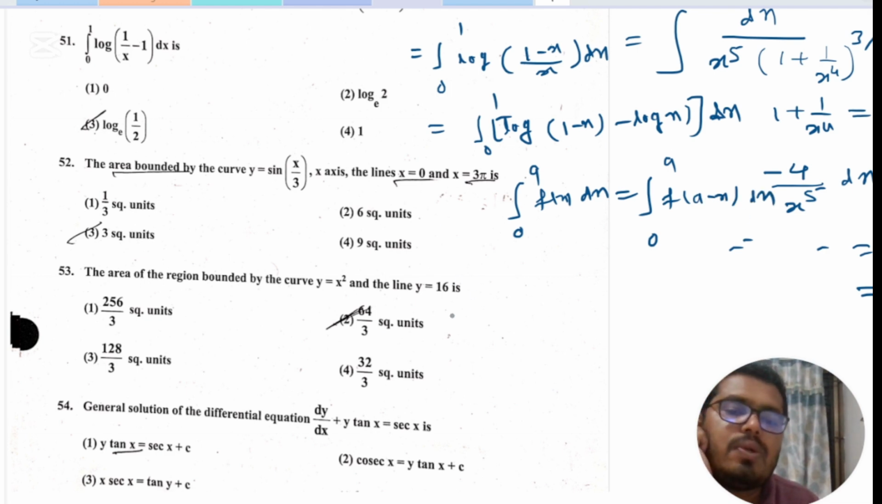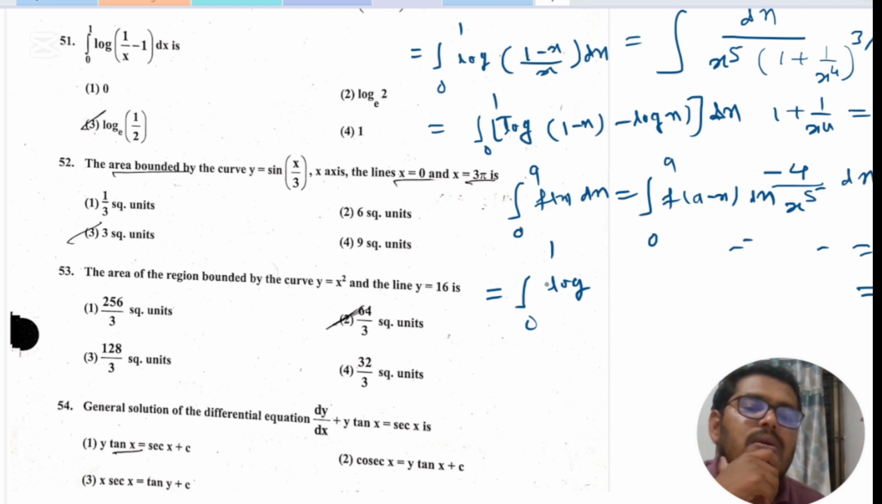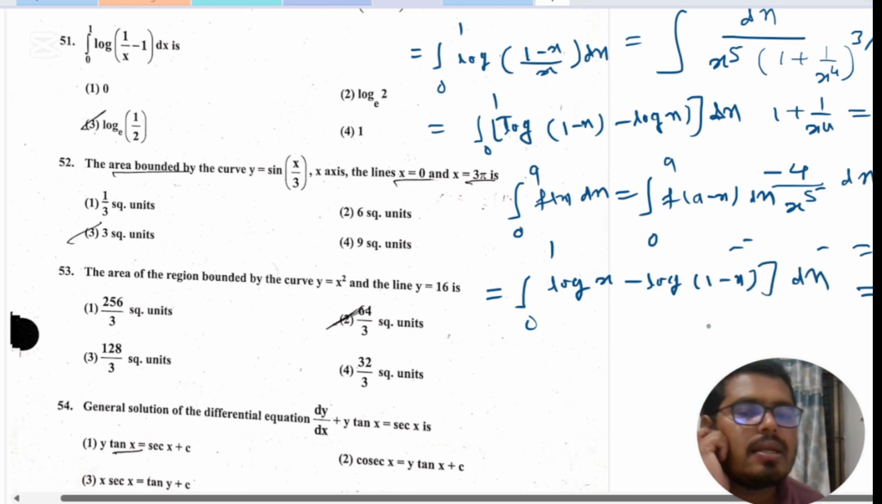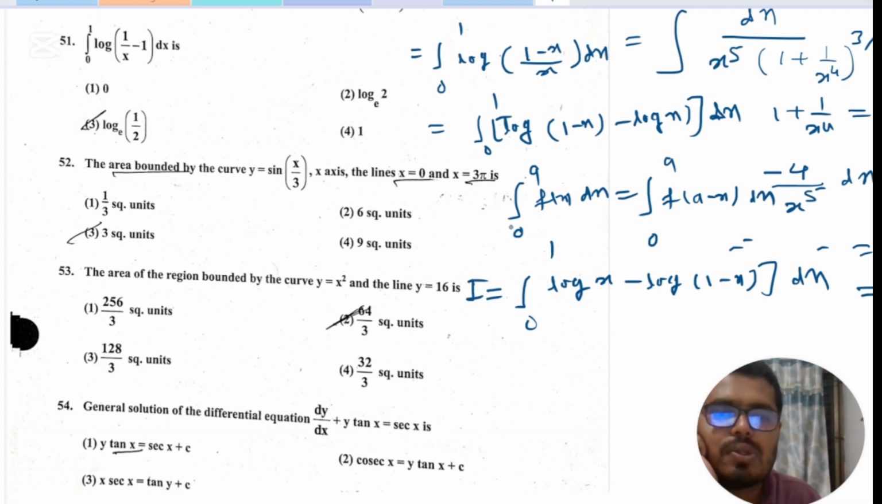Then see what happens: that is equal to the integration from 0 to 1 of log of 1 minus (1 minus x), which is 1 minus 1 plus x, minus log x, so that is log x minus log of 1 minus x. Replacing x by 1 minus x, that is also I. Both the functions are the same. Adding both, I plus I is 2I.